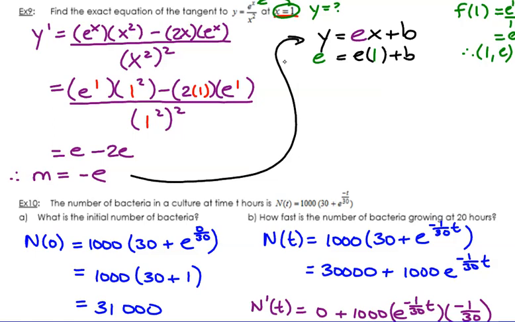Plus b. So it looks like b is 0. Wait, is that right? What did I do? Oh, that's silly. Okay, much better. So that's going to be 2e equals b. Therefore, y equals negative ex plus 2e is our final equation for our tangent.